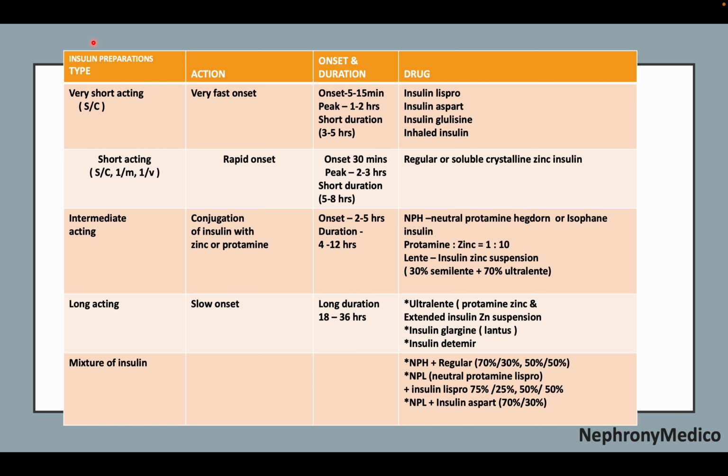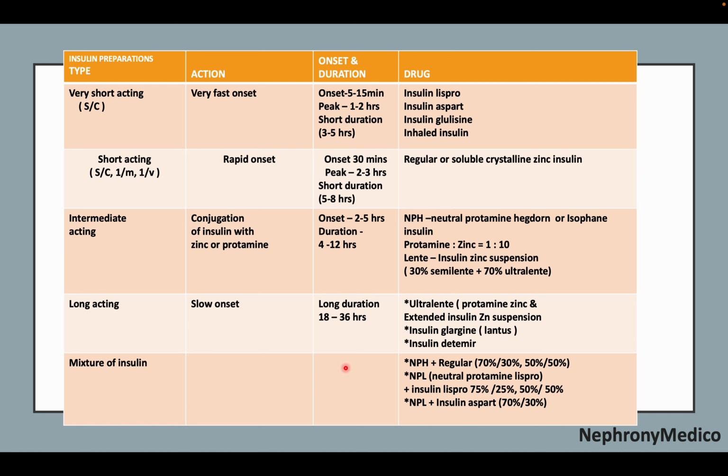Now, these are the different preparations of insulin with their onset and duration and the drugs. Very short acting are insulin lispro, insulin aspart, insulin glulisine, and inhaled insulin. Short acting includes regular or soluble crystalline zinc insulin. Intermediate acting includes neutral protamine Hagedorn or isophane insulin. Long acting includes ultralente, insulin glargine, and insulin detemir.